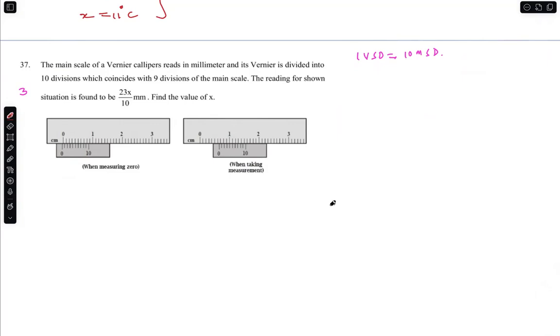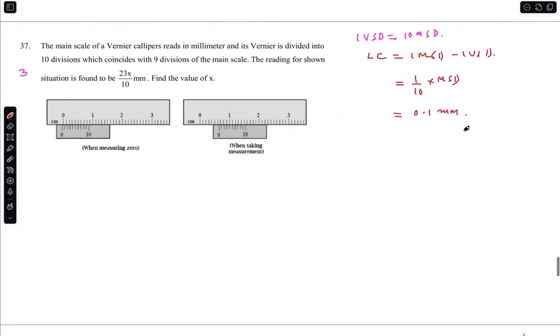37. The main scale of a vernier calipers reads in millimeter and its vernier is divided into 10 divisions, which coincide with 9 divisions of the main scale. The reading for the shown situation is found to be 23x by 10. Find the value of x. Very simple device. Least count is a regular thing. Least count is 1 MSD minus 1 vernier scale division, so this is simply 1/10 of a main scale division. It is 1 mm, so 0.1 mm.